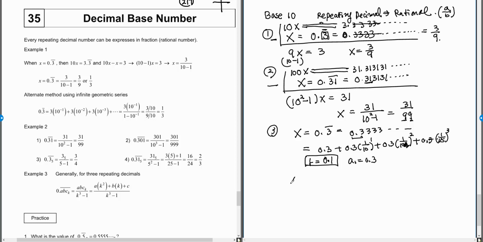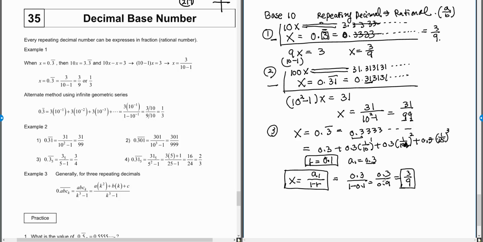So this x value is an infinite series. Remember, first term over 1 minus r is the sum of an infinite geometric series. The first term is 0.3, over 1 minus 0.1. That is 0.3 over 0.9, which equals 3 over 9. Same as before, right?